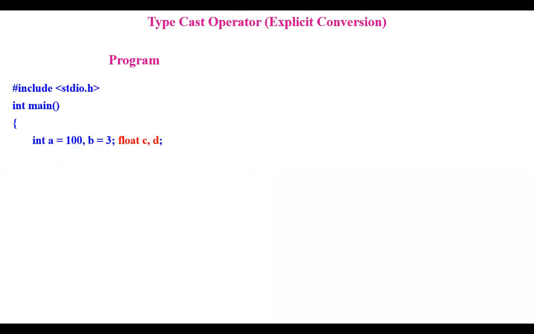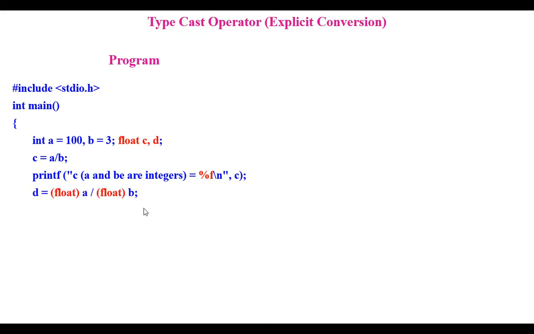So we'll do one more experiment here. Integer a is 100, b is 3. Declared c and d as floats. Now, I want to divide a by b. A is 100, an integer, 3 is also an integer, 100 by 3. Let us see what happens. I want to display this c value here. Because it is declared as float, I am showing it as float. Next, I take d. Same a by b, but I want to convert this a into float and b also into float.